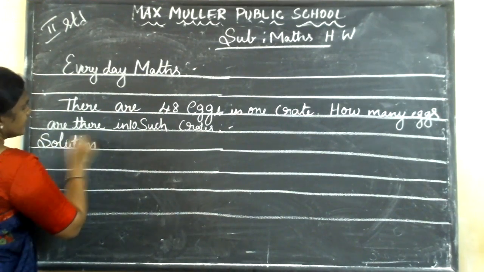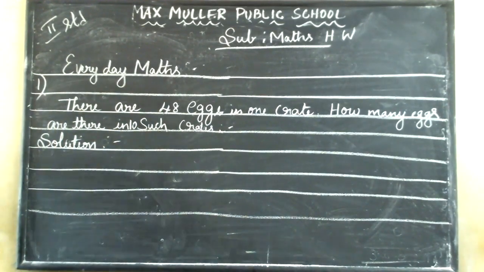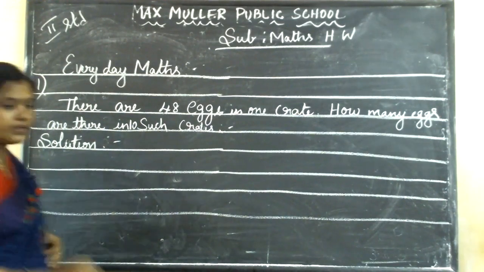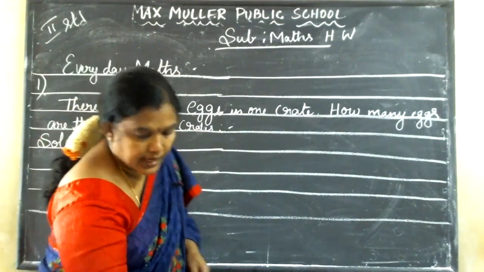This is the homework, children. Only one sum I gave, no? Do it neatly, neat handwriting. Don't do spelling mistakes. Neat handwriting, you want to do the sums. Understood? Thank you, children.